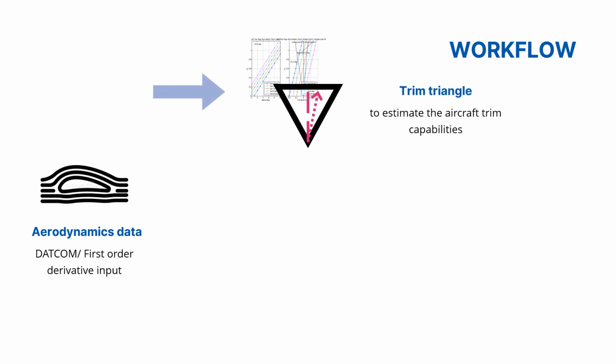Once the data is in, users can analyze the trim triangle of the aircraft. This feature allows for the estimation of the steady-state symmetric flight condition of the aircraft, factoring in elevator deflection and angle of attack. Trim triangle analysis is important for assessing the current CG, or center of gravity, movement, or determining the allowable or designed CG location for a new aircraft design.